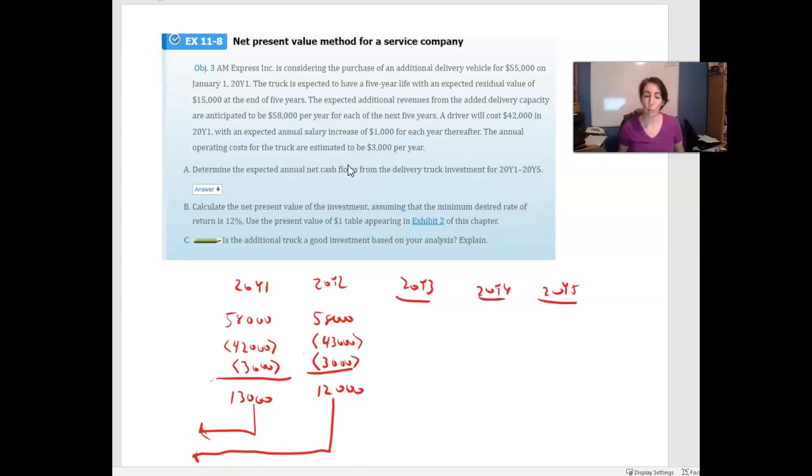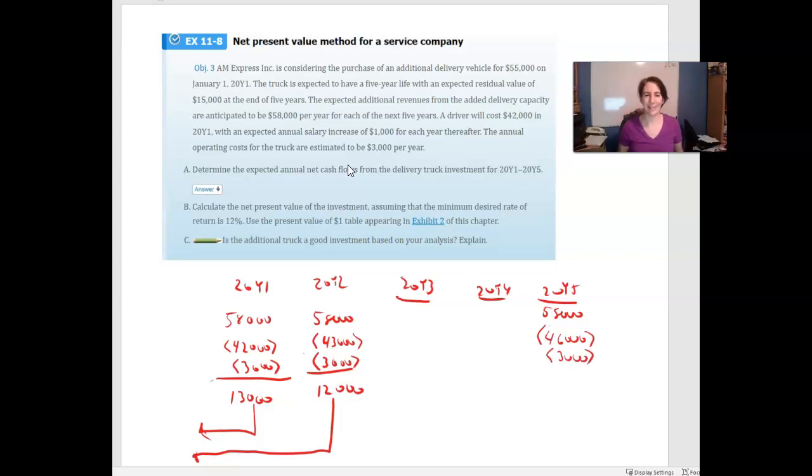Okay, now the place that students tend to have trouble here, one of the major points, is in the last year. In the last year, you still have $58,000. You still have, let's see, his salary will be $44,000, $45,000, $46,000 in this year. $46,000 will be his salary because he gets a $1,000 raise every year. You still have $3,000 in operating cost. But you know what you're also doing in that last year?